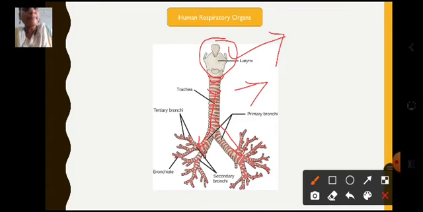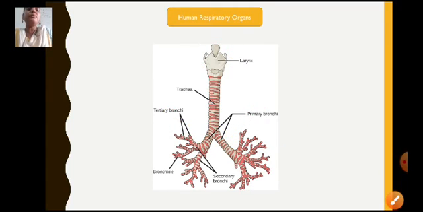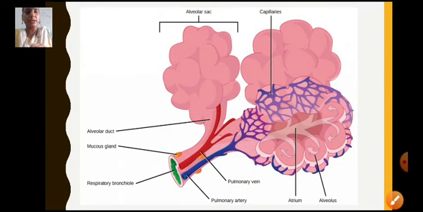Next, the trachea divides into thinner tubes which are known as bronchi. Two tubes, and both these tubes lead into the lungs, the left lung and the right lung. Then the bronchi inside the lungs divide into branches, and these branches are known as bronchioles. So this is the structure of the human respiratory organ.